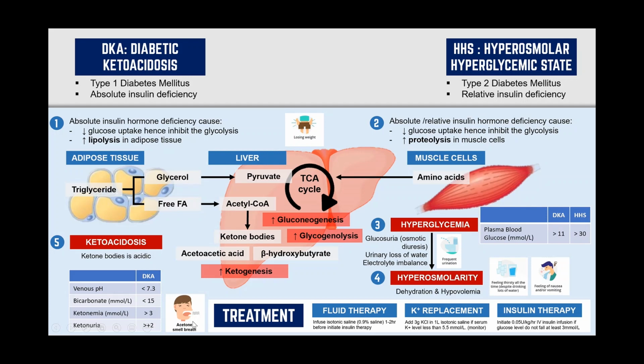That is why you are able to trace this clinical manifestation in DKA patients, besides acetone smell breath, also known as fruity smell breath. To treat HHS and DKA, we need to treat the loss of volume by fluid therapy and potassium replacement therapy. Isotonic saline, which is 0.9% normal saline, will be given together with 3 gram potassium chloride to be infused, and we monitor the electrolyte balance and glucose level. Within the first hour of this treatment, if the glucose level does not fall by at least 3 millimole per liter after 1 hour, the patients will receive 0.05 unit per kilogram per hour insulin infusion.